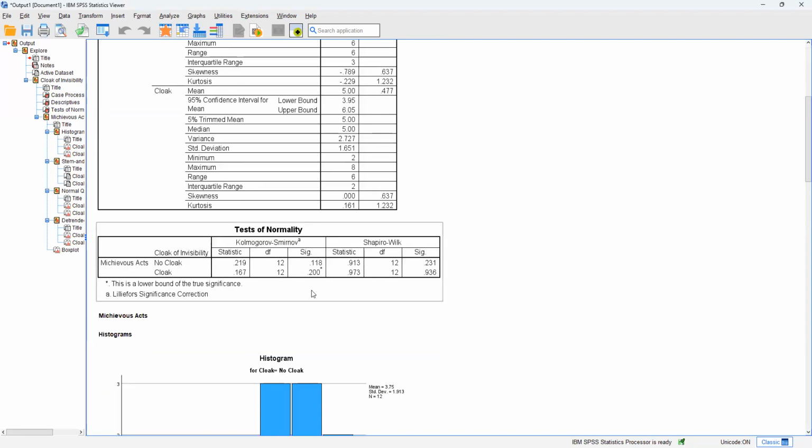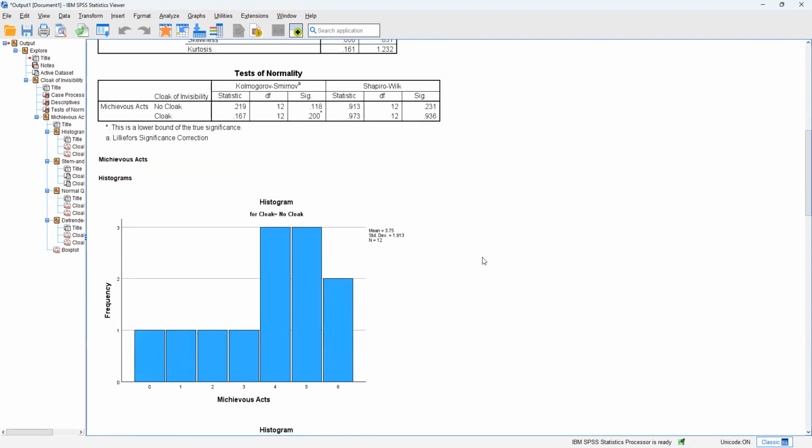If we go to the formal test, the Kolmogorov-Smirnov test, that looks at whether there's a significant departure from normality. We again see that the p-value for both conditions is above 0.05, so not significant. Neither one of these is significant, indicating that both distributions are approximately equal to a normal distribution.